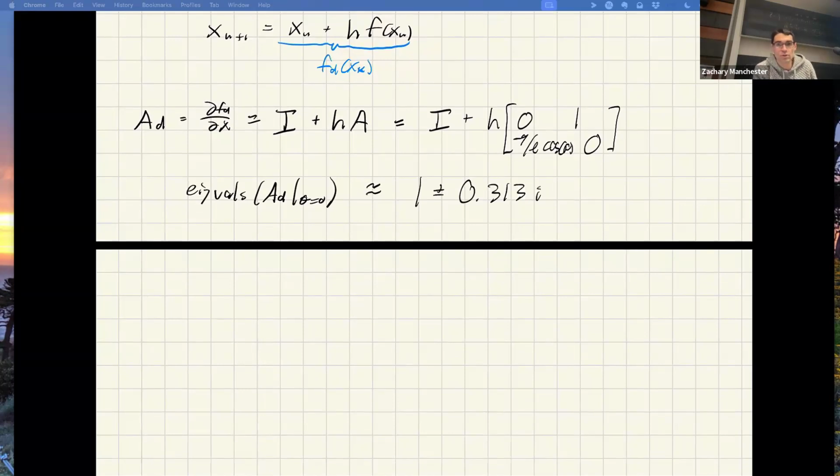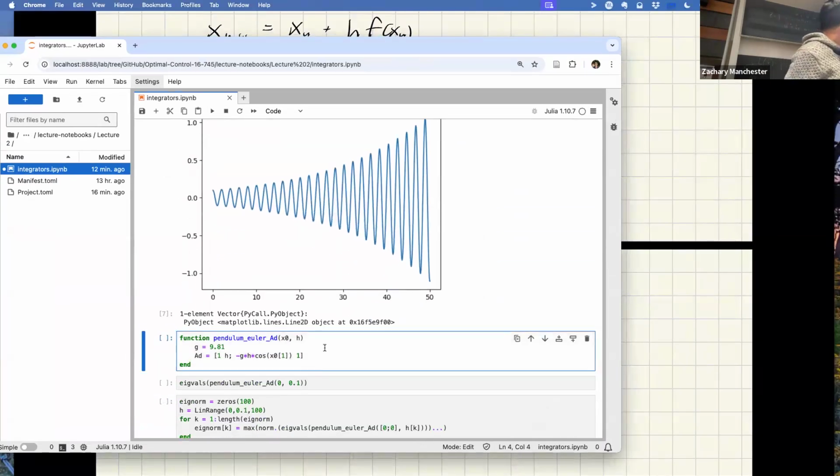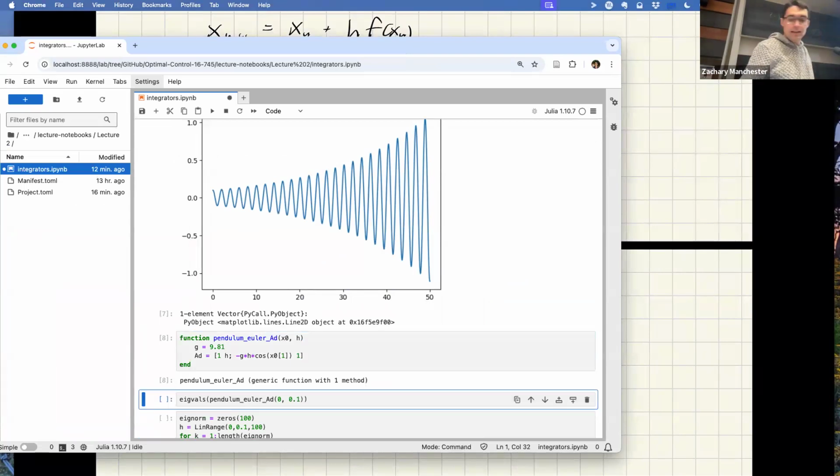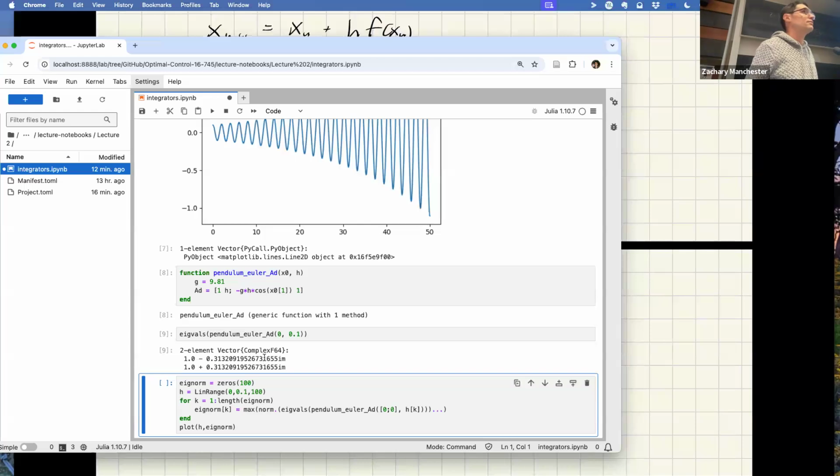So let's go look at this again in the code. So we're going to actually go do this. So here I implemented what we just said, right? This is that discrete time A. And we're going to check it at that 0.1 time step. So that's what I just said, right?